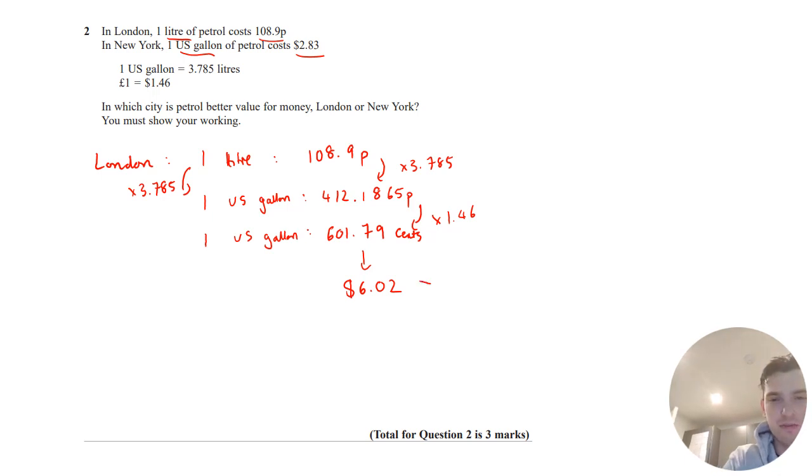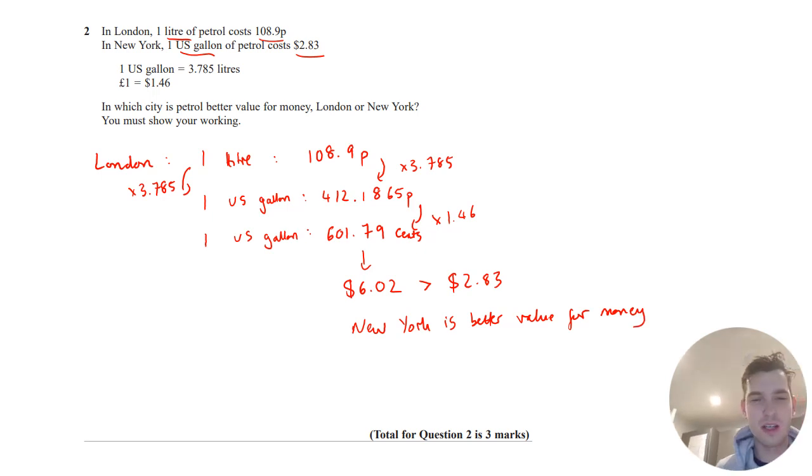And because this is much greater than the US price, we can say that New York is better value for money. So we've got 1 US gallon in cents in the London prices. Compare that to the New York prices and we get our answer.